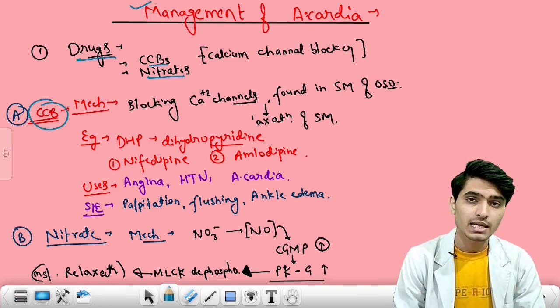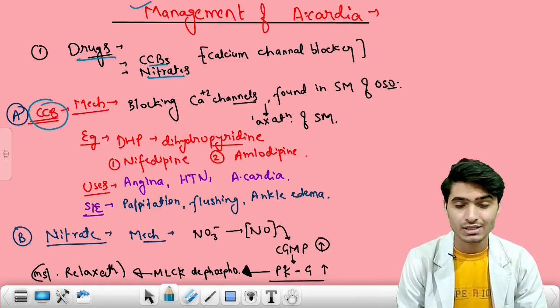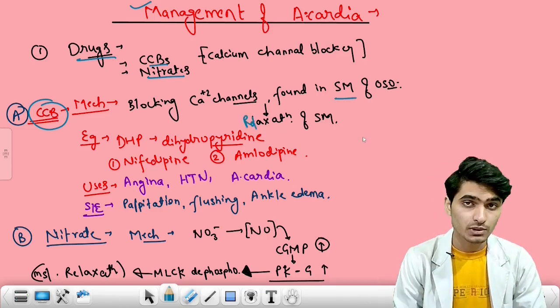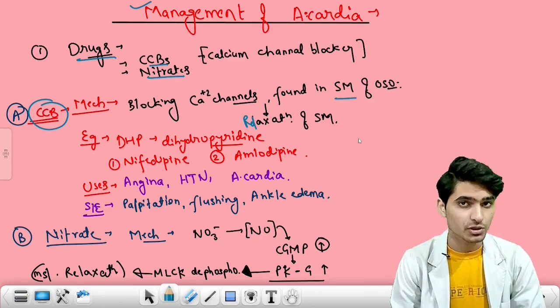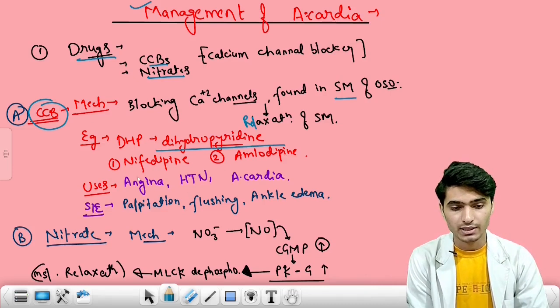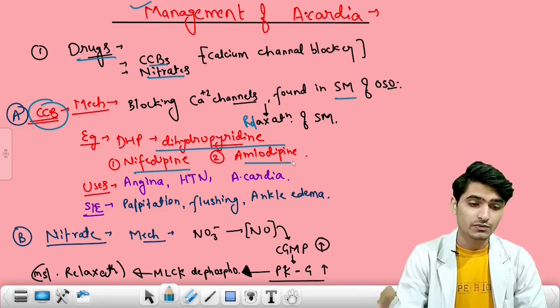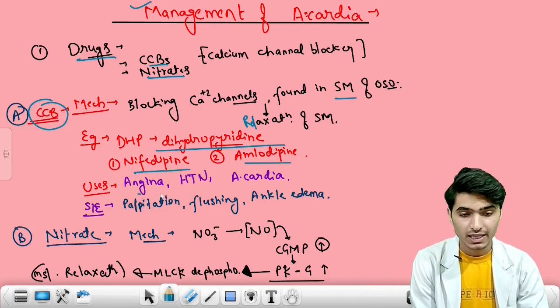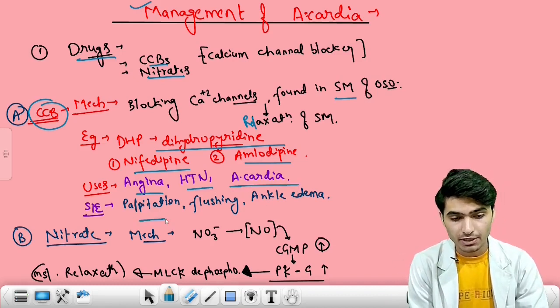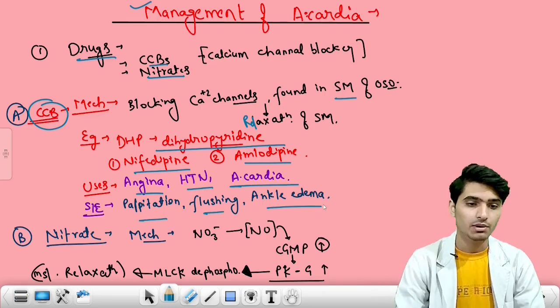The mechanism is that these drugs are just causing the blockade of calcium channels, so the smooth muscles are relaxing here. So relaxation of smooth muscles of the LES is achieved with it. The examples include the dihydropyridines, so nifedipine and amlodipine. The uses include angina, hypertension, and achalasia cardia. And the side effects include palpitations, flushing, and ankle edema.